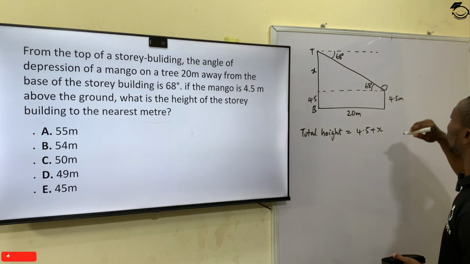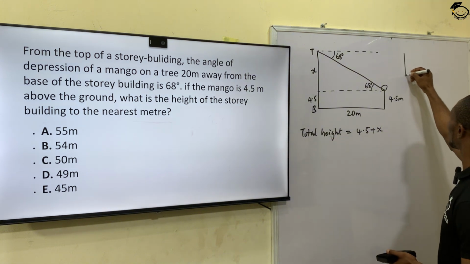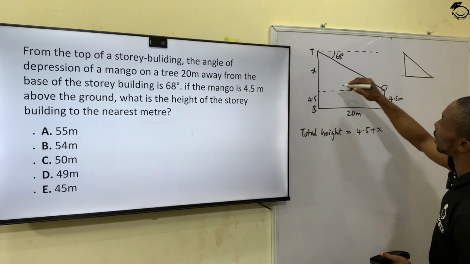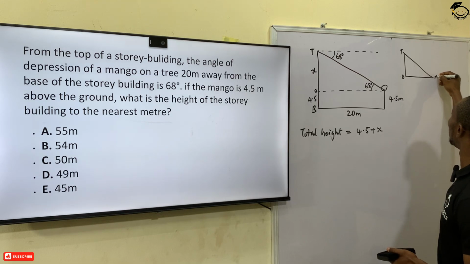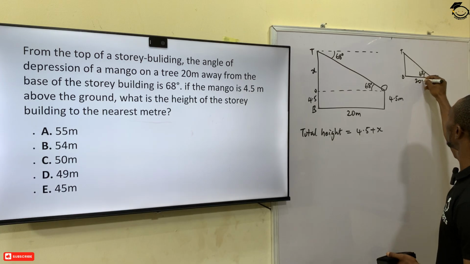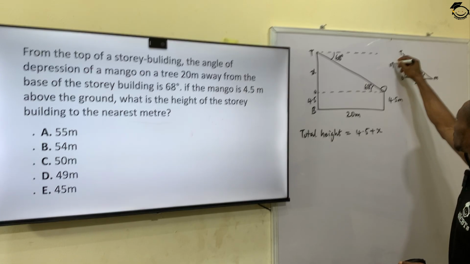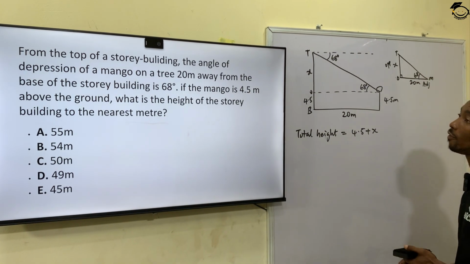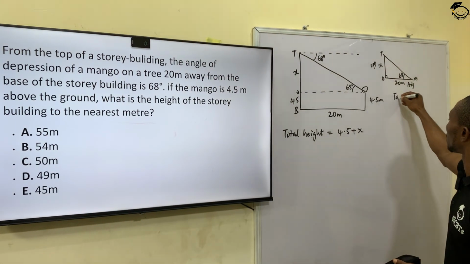In order to find the value of x, we are going to have a triangle in this form, where this is our O, let's call this O, T, and our mango, M. So this is 68, and this is 20 meters. We are looking for x. Now, this side is opposite, and this side is adjacent. Since we have opposite and adjacent, we are going to use our tan theta.